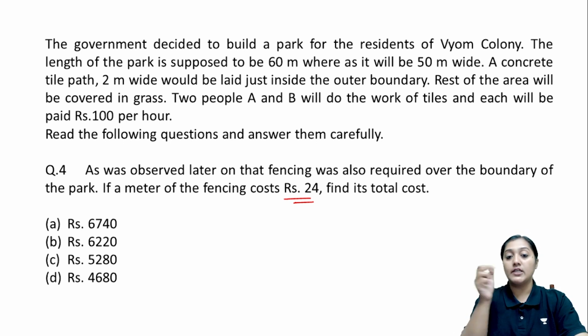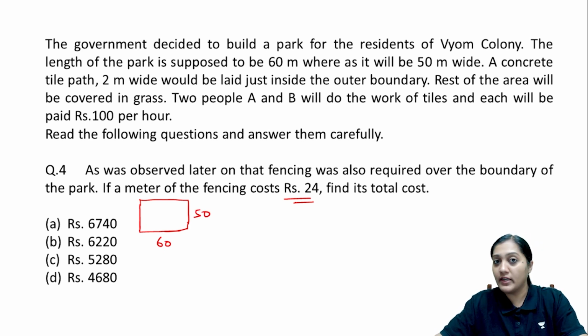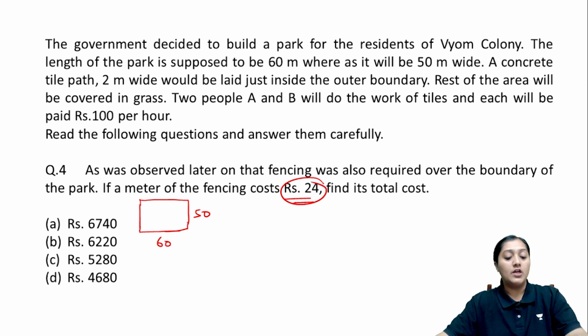So that's again easy, because what's the boundary? Boundary is nothing but your perimeter. The boundary was the outer one, right? That is 60 and 50. So we will calculate the perimeter and multiply it with 24. That's going to give us our total cost.